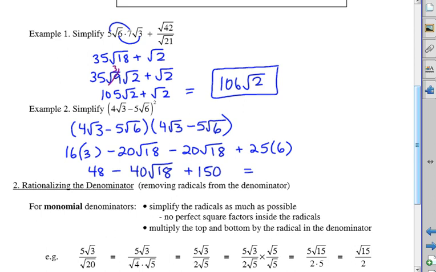Okay, now you guys have a challenge. Okay, 48 plus 150. 198. Minus, can we simplify this? Can we do this all in one step, folks? It's 9 times 2. What's the square root of 9? 3 times 40? 120 root 2. We are ballin'.